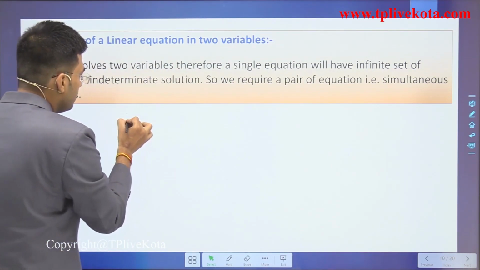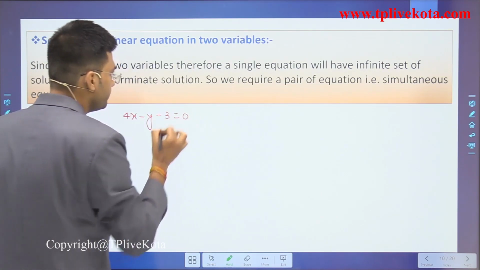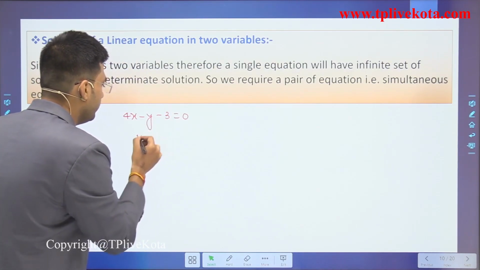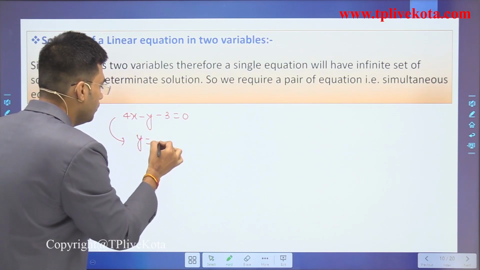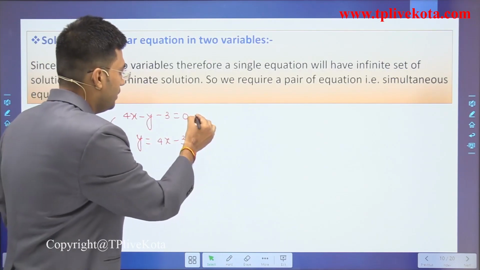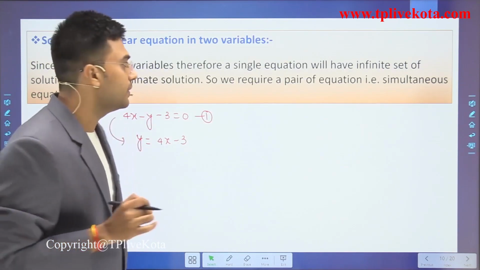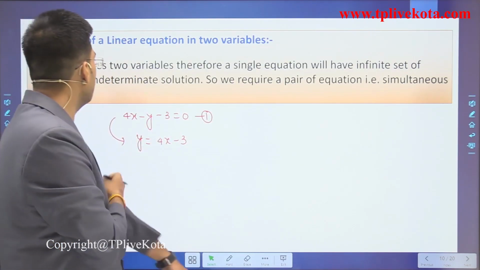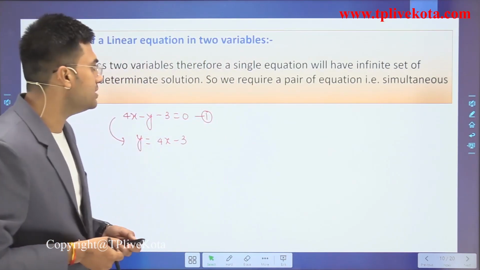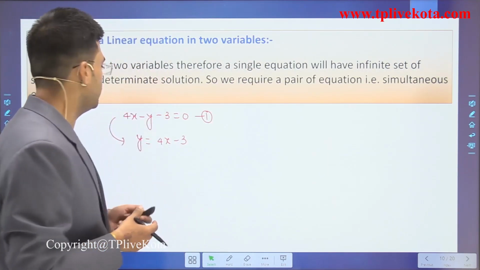If we have 4x minus y minus 3 equals 0, we can write it as y equals 4x minus 3. These are linear equations in two variables. Since it involves two variables, a single equation has an infinite set of solutions. So we require a pair of equations, that is, simultaneous equations.